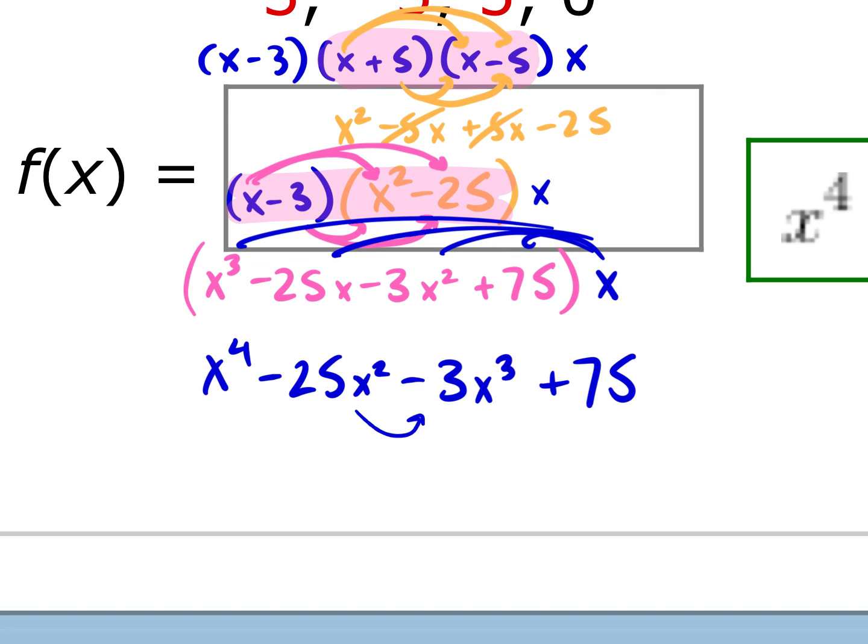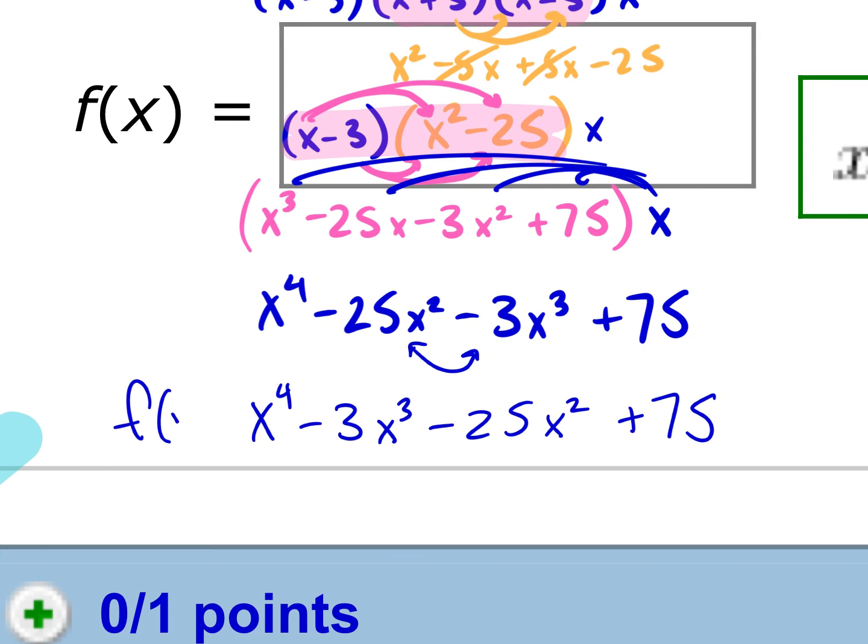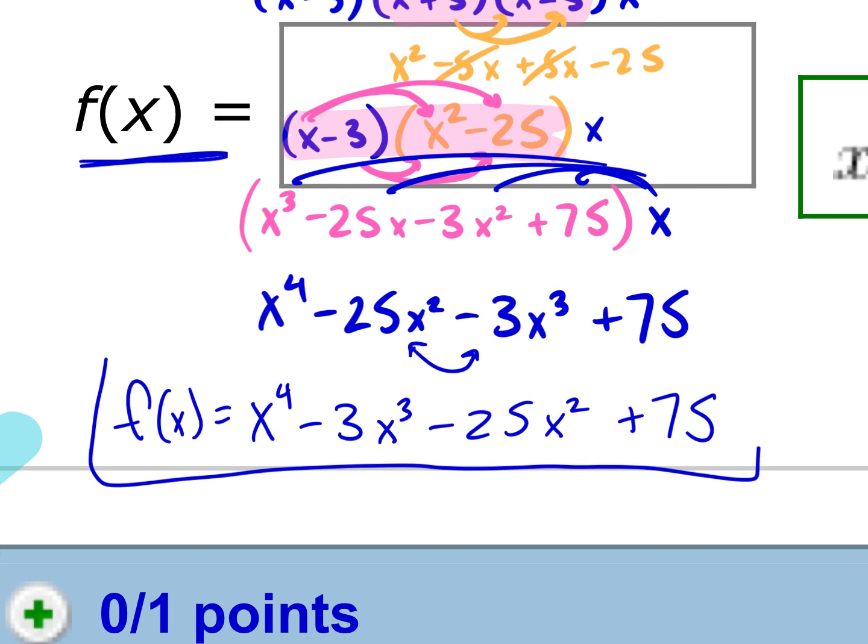Awesome. I want it to be in standard form. WebAssign especially will want it to be in standard form. So we just have to make sure that our terms go in order. So I start with x to the fourth power minus 3x to the third power minus 25x squared plus 75. And then we have to name it with that f of x. WebAssign already gives you the f of x equals, so you don't have to type it in on WebAssign. But on a test or quiz, you'll have to put it.